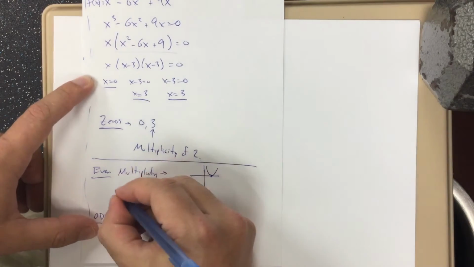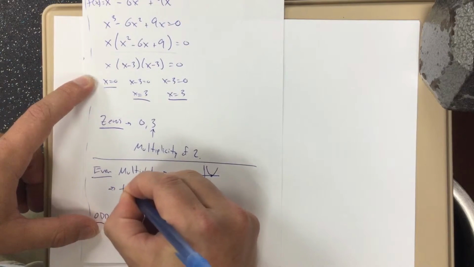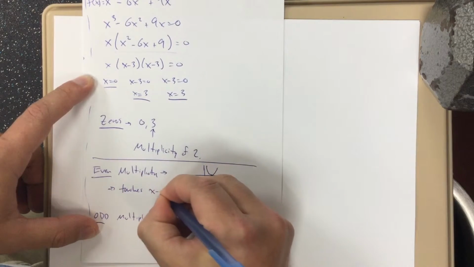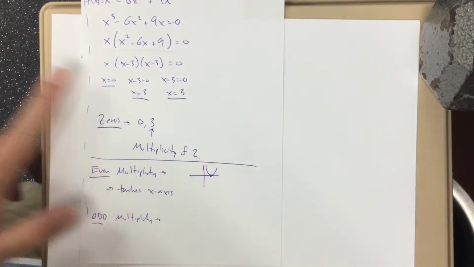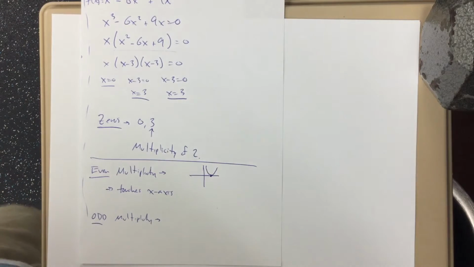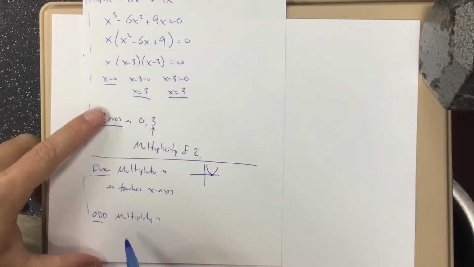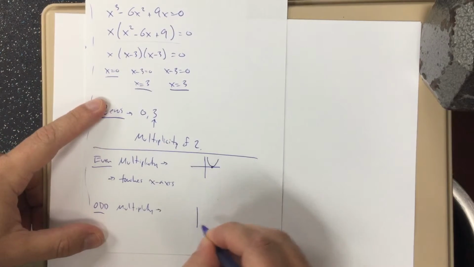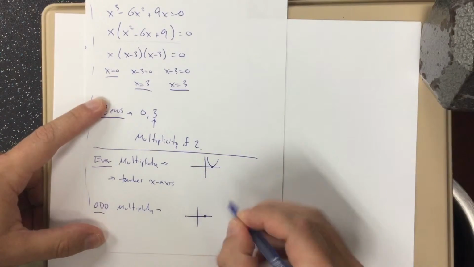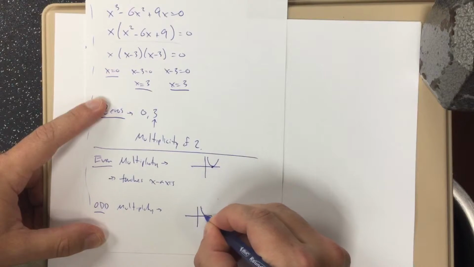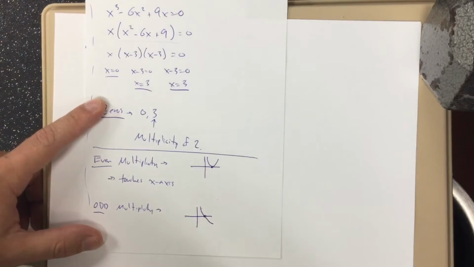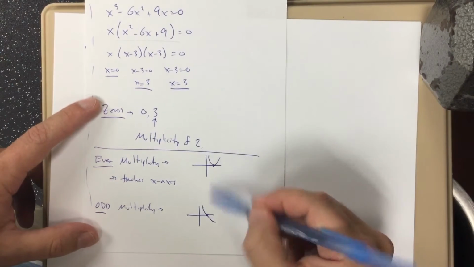It touches the x-axis. Some people say it bounces off, so it touches or it bounces. And now, if there's an odd multiplicity, it would do something like this. It would go through the x-axis. They're still both x-intercepts.